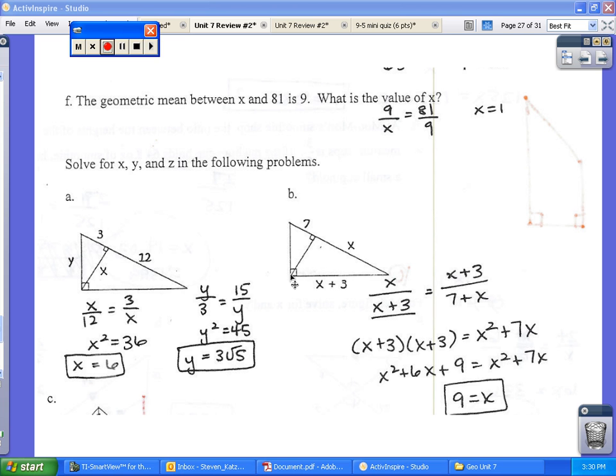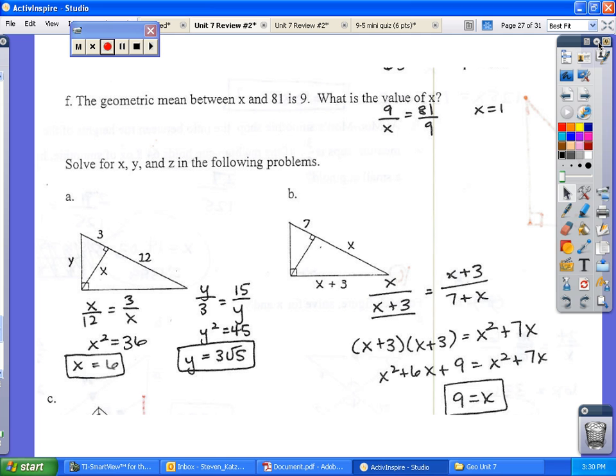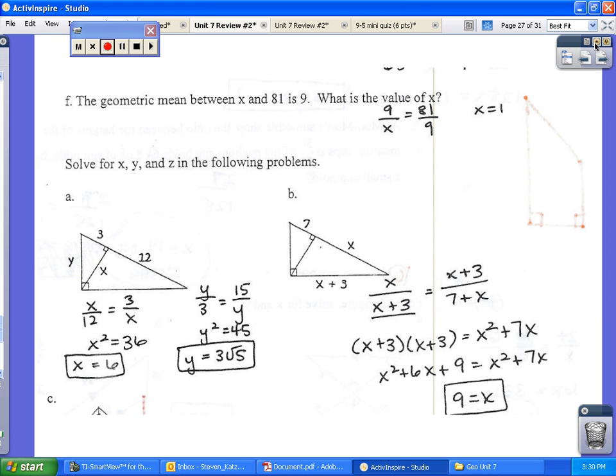Hey guys, this is going to be the answers to your quiz that we just gave back. Going to go through a couple of the problems. I don't have to go through all the geometric mean problems, but I will go through one. This was letter F. Geometric mean between x and 81 is 9. So 9 is the geometric mean.